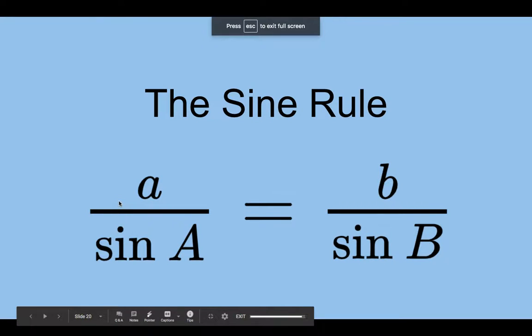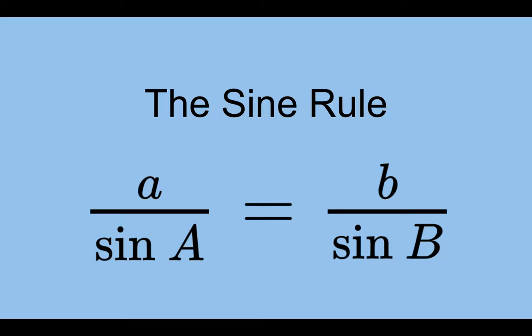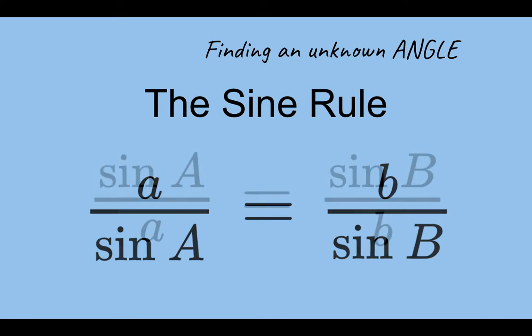Okay, so we're going to look at the sine rule again. Remember the sine rule, a over sine A equals b over sine B. But this time we are going to look at it for finding an unknown angle. So we looked at it for finding an unknown side. This is for finding an unknown angle.